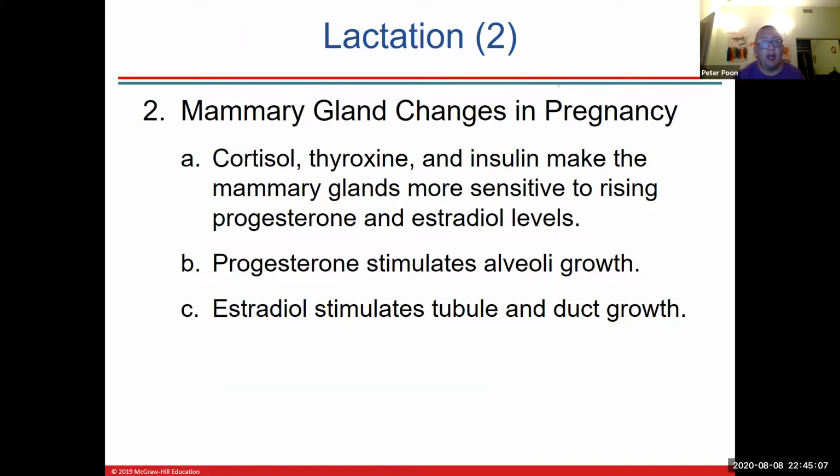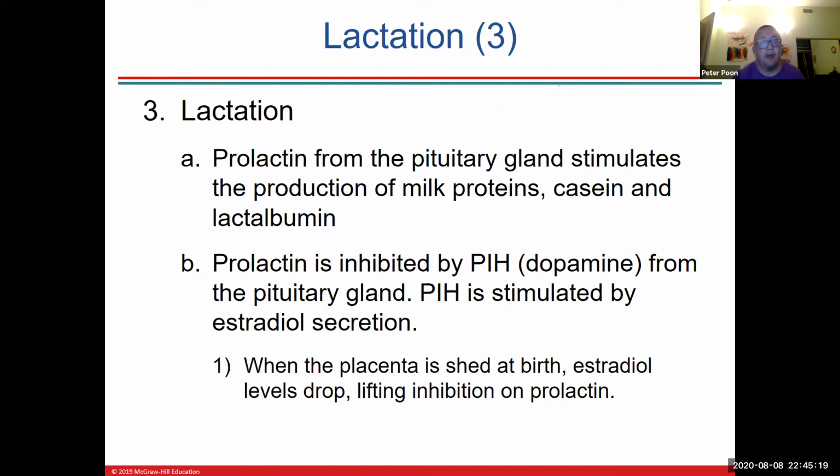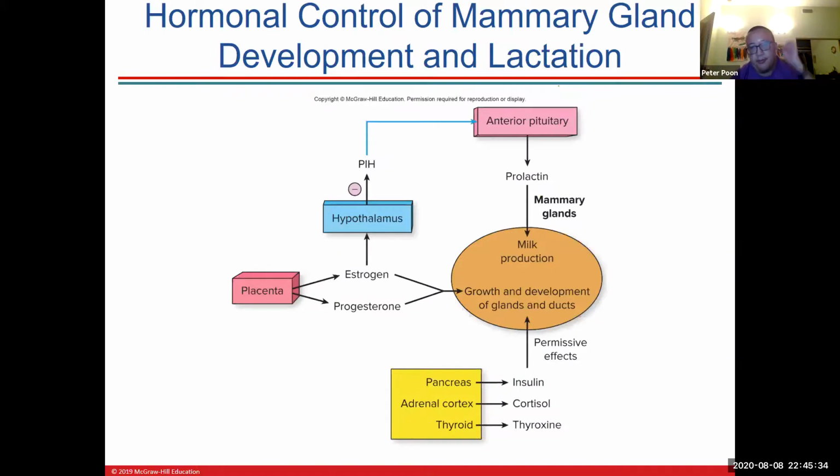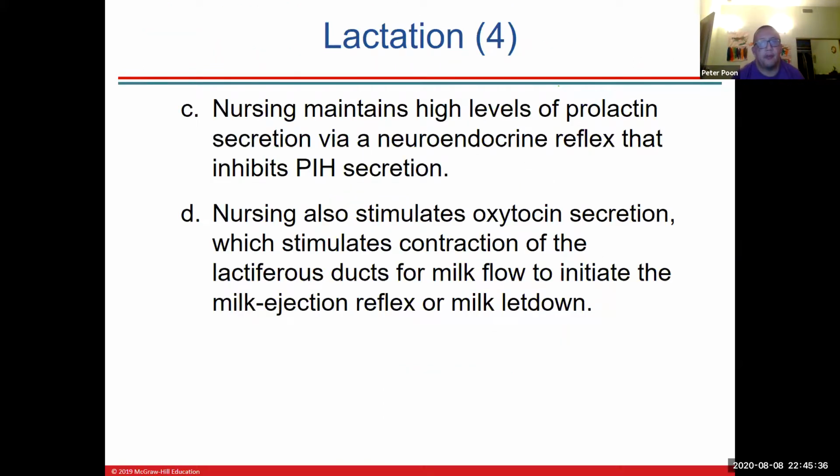Okay, mammary glands. So progesterone stimulates alveoli growth, estradiol promotes duct and tube growth. Prolactin causes production of milk. Okay, so nursing maintains high levels of prolactin secretion.